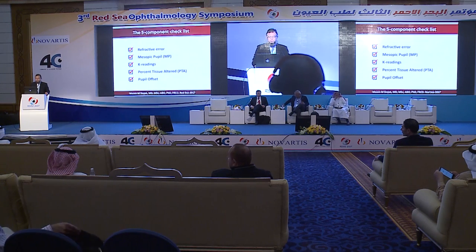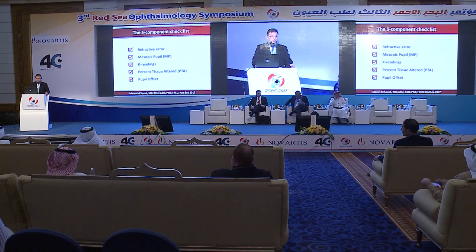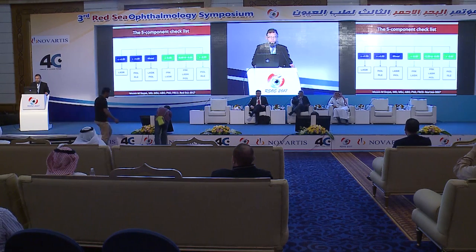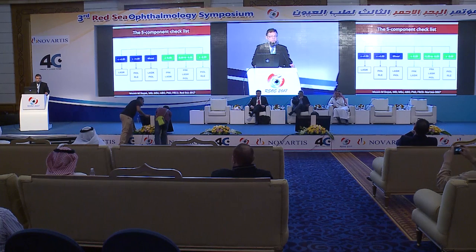I'll present my way in selecting the best option in refractive surgery. Actually, I follow a five-component checklist. I check the refractive error. I measure the mesopic pupil. I take into consideration the K readings of the patient. I calculate the PTA, or percent tissue altered, and I consider pupil offset in some cases. Starting with the refractive error, I follow this flowchart when I want to select the best option for the patient.